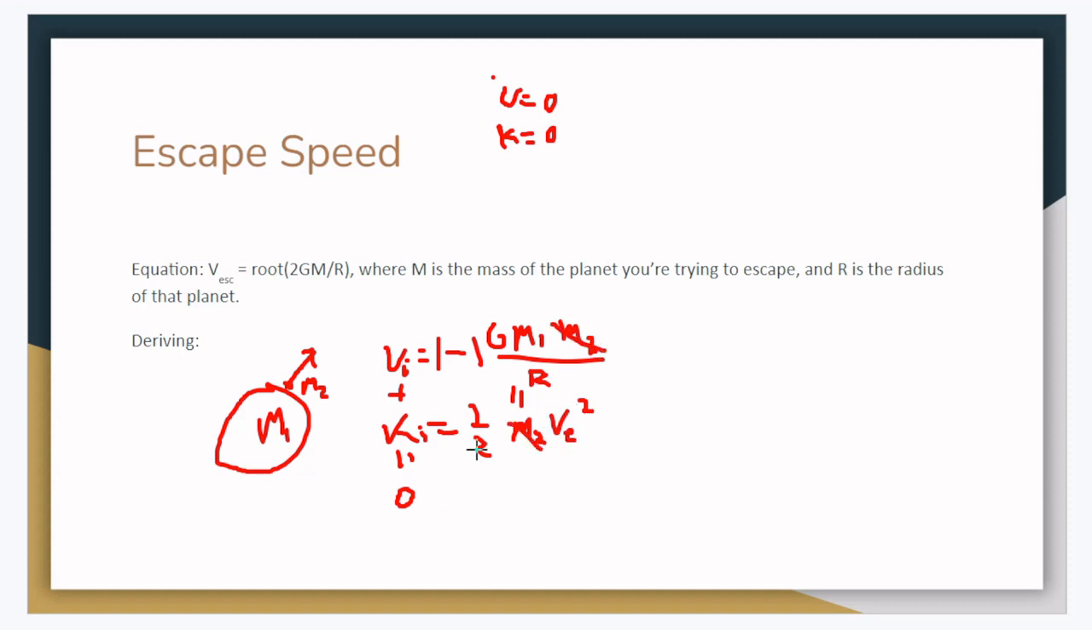And then multiply both sides by 2, and then take the square root to find V escape. And then V escape would turn out to be what? The square root of 2 GM1 over R, and that's the equation right here. Right, and then we'll take a look at an example.